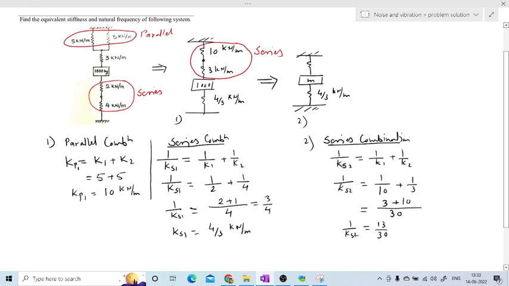But we require the value of KS2. So take the inverse. So KS2 will be 30 divided by 30. This is the value and the unit is kilonewton per meter. So finally we have solved this one to get a single spring, and that single spring will have a stiffness of 30 by 13 kilonewton per meter. Now finally we reduced this total given problem to a two spring problem.